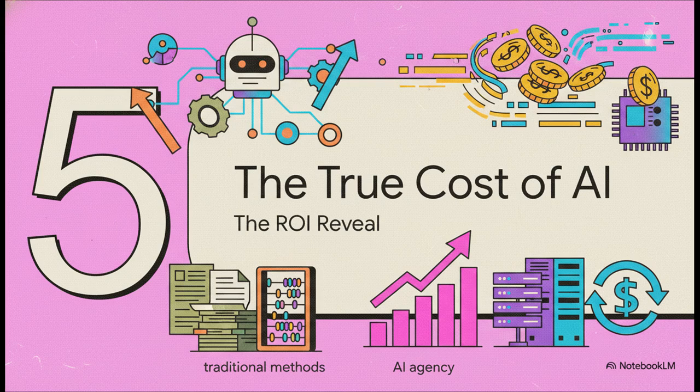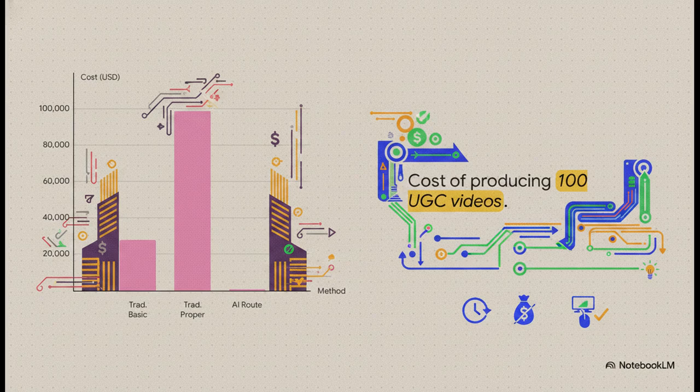Section 5, the true cost of AI, the ROI reveal. So the crucial point is, what does all this actually mean for your bottom line? Let's break down this jaw-dropping math. If you took the traditional basic route to make 100 UGC videos, cutting corners, not using an agency, just hiring creators directly yourself, you're looking at about $28,000 in 6 to 8 weeks of your life managing 20 different people.